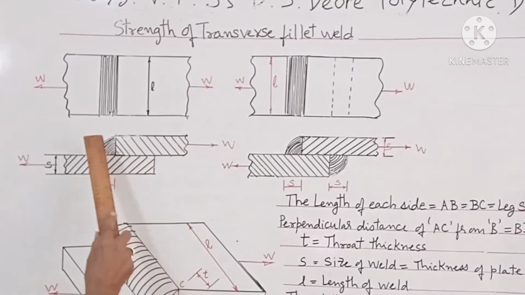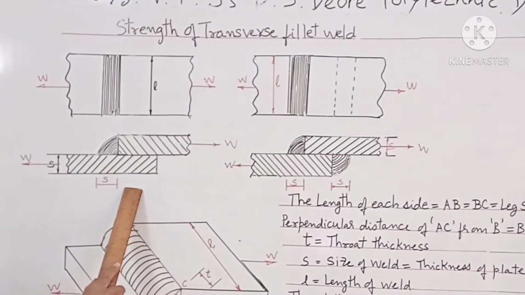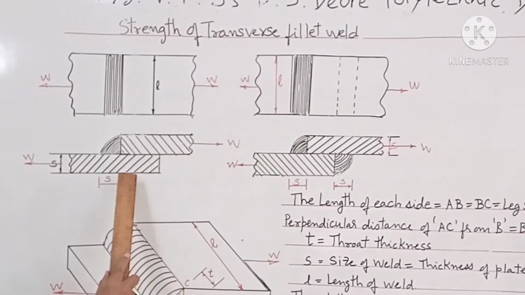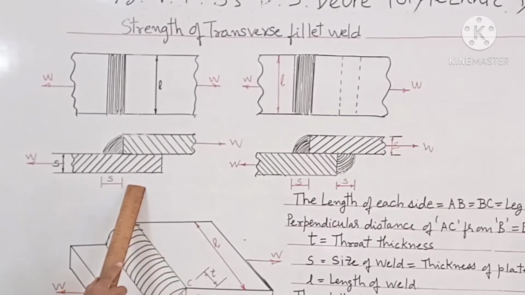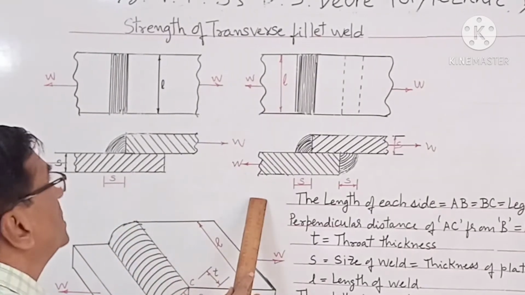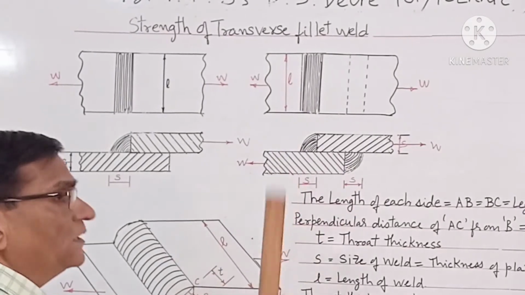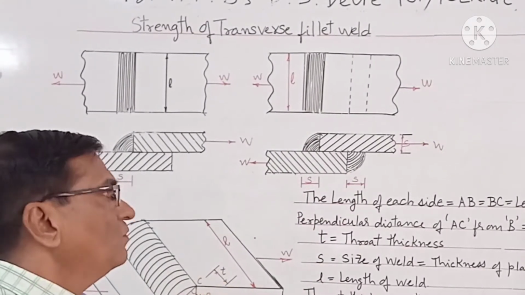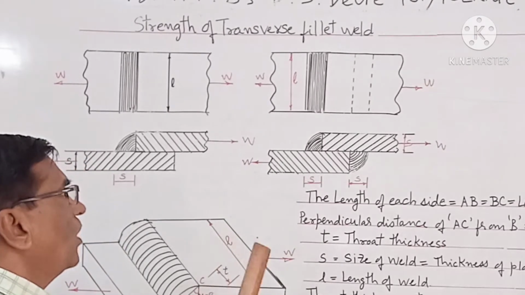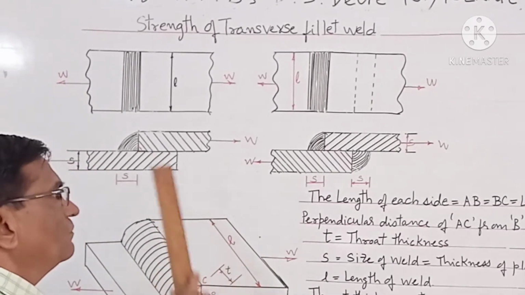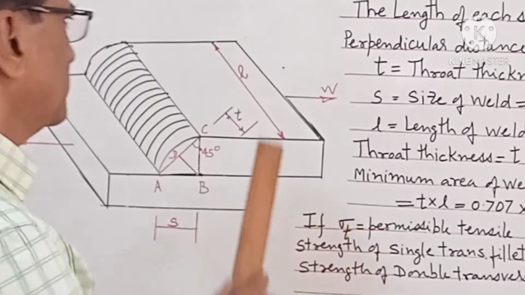Now this figure shows the lap joint with single transverse fillet weld, and this is the lap joint with double transverse fillet weld. Now we will find the strength of single transverse fillet weld. Let us have this figure.